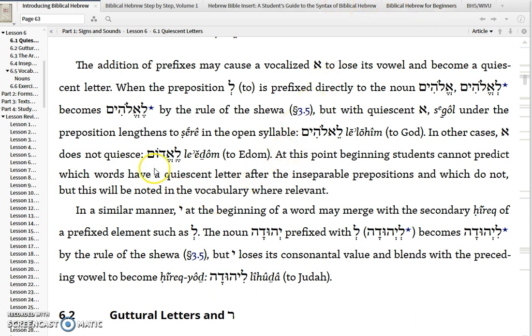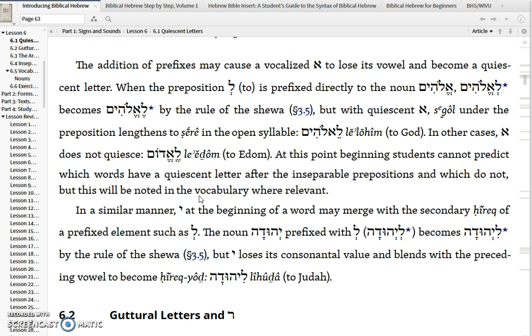On the other hand, a less common word, Edom, when you add preposition la to that, so you want to say to or for Edom, you do get the le Edom, as you would expect, and it does not quiesce, even though it begins with an aleph. So it's a little bit unpredictable. The ones that do it tend to be the more common words.